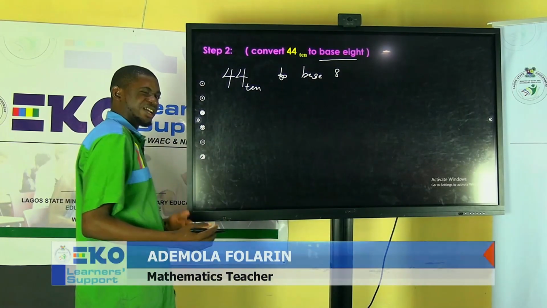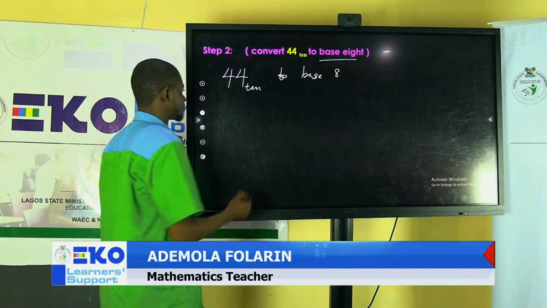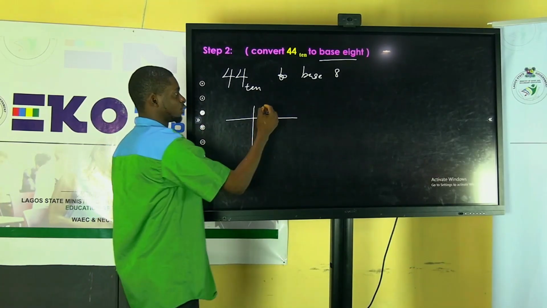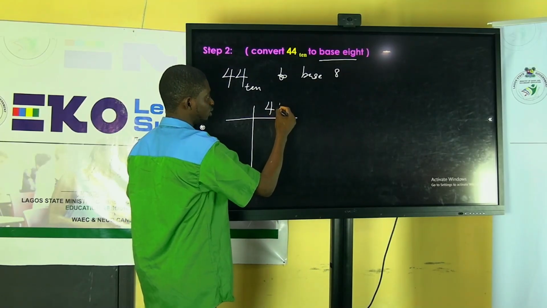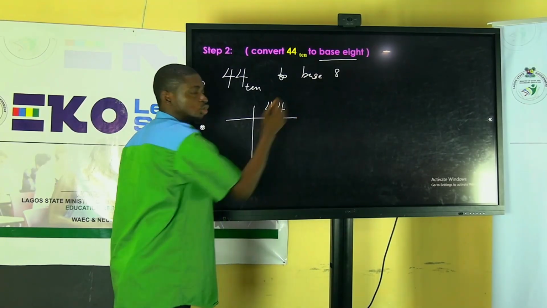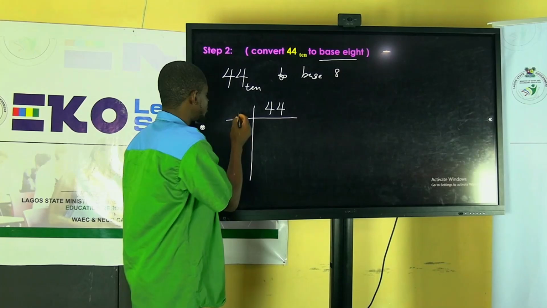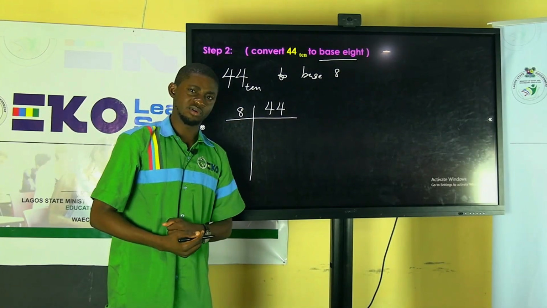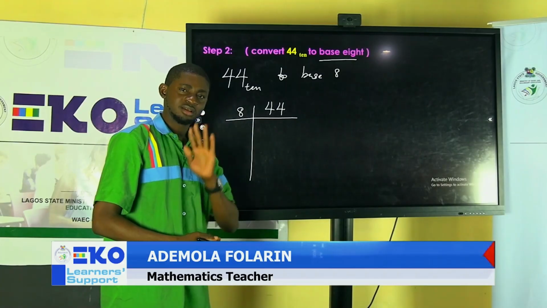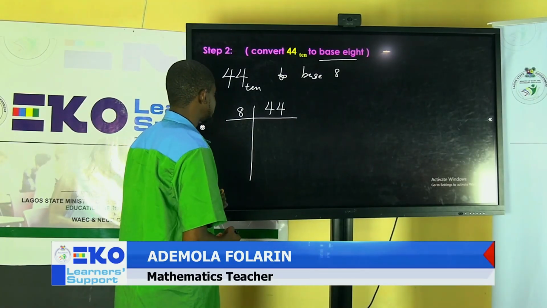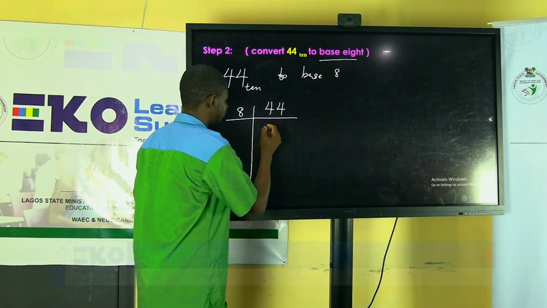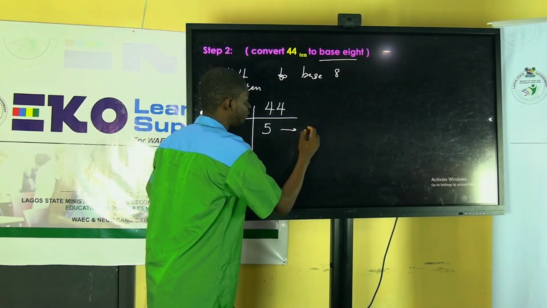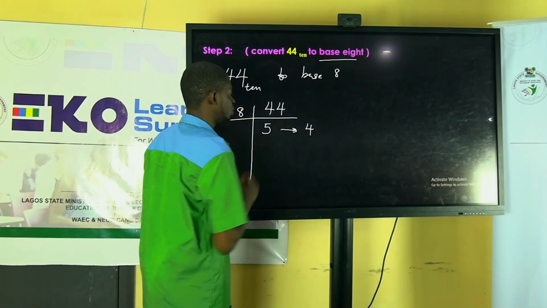To do that, just like we do our LCM, we draw something here. It's very easy. 44 is already in base 10. We want to use base 8 to change it. So we use 8 here. 8 goes into 44 how many times? Correct, 5 times. So 5. It remains what? It remains 4. So you keep your remainder 4. That remainder is what we keep here.